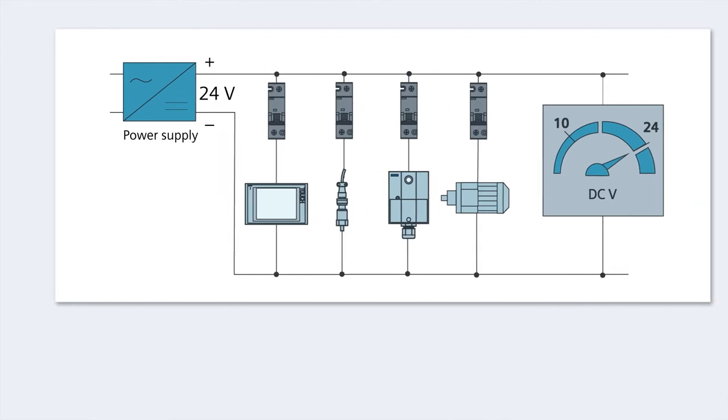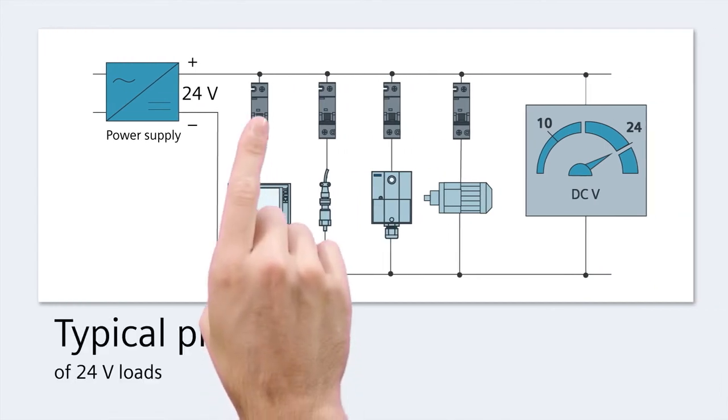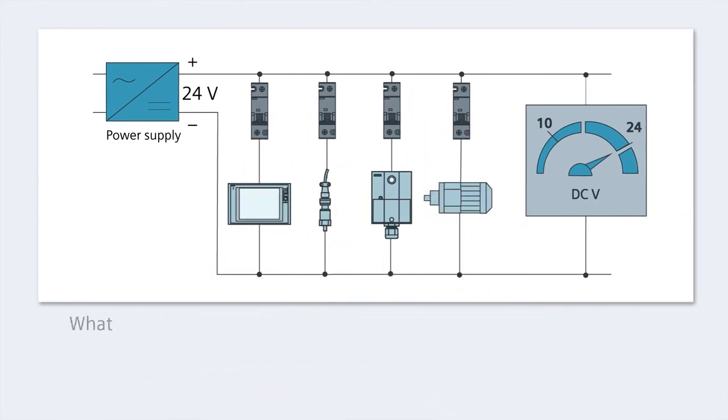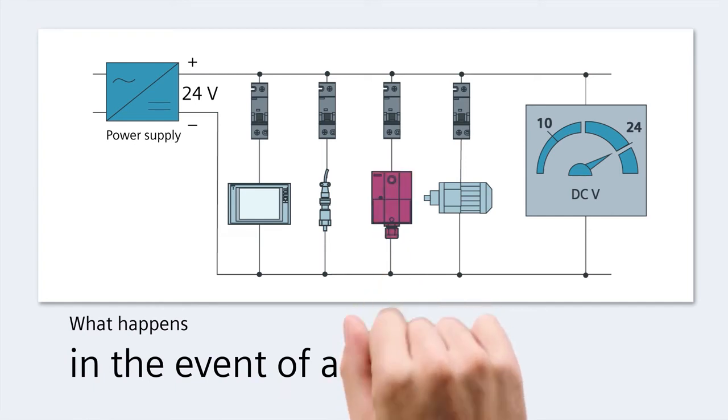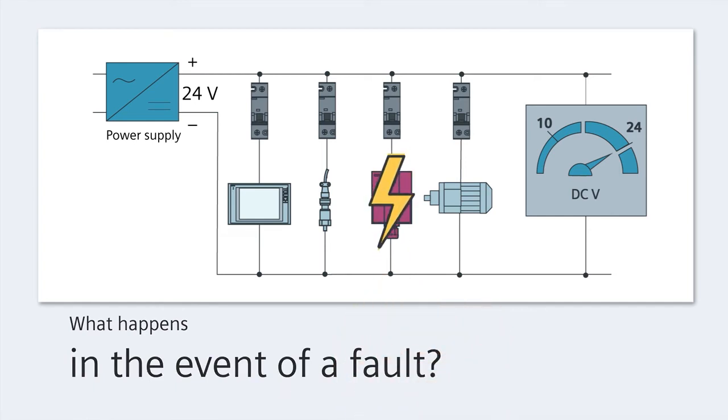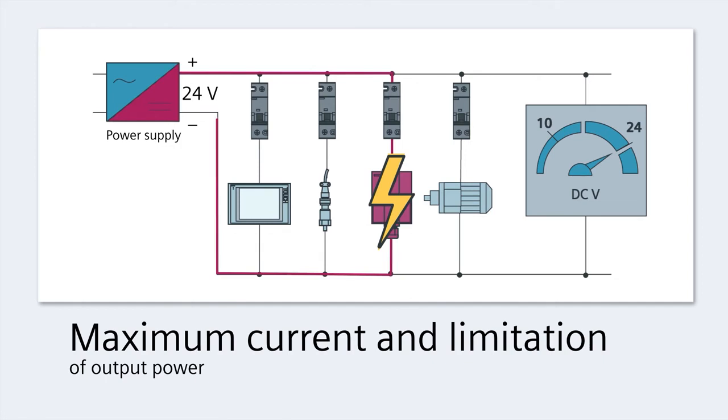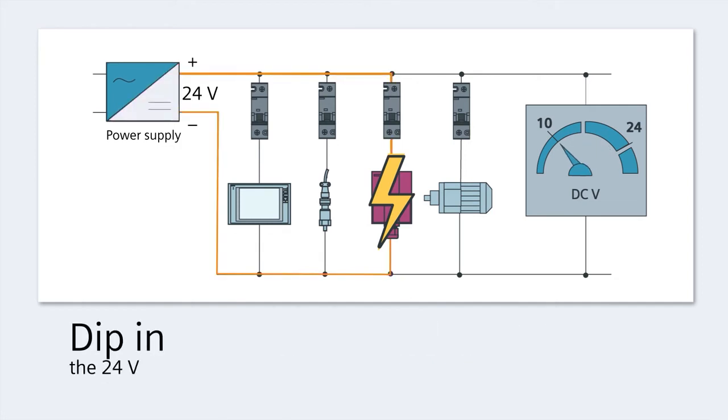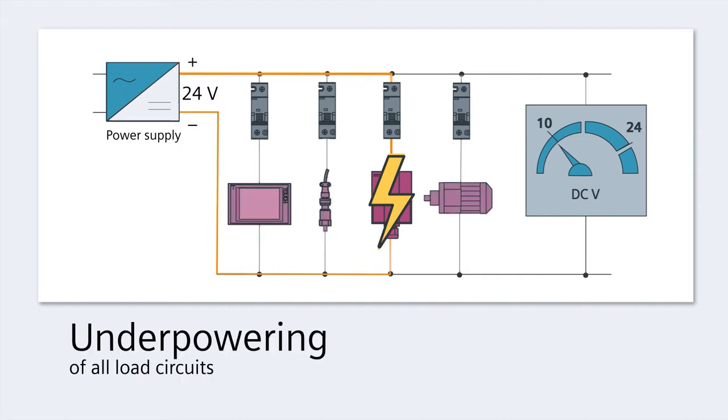Typically, 24-volt loads are protected by means of miniature circuit breakers. What happens if a fault occurs? For example, a short circuit. The power supply delivers the maximum current and limits the output power. There's a dip in the 24 volts, so that all the load circuits are underpowered.